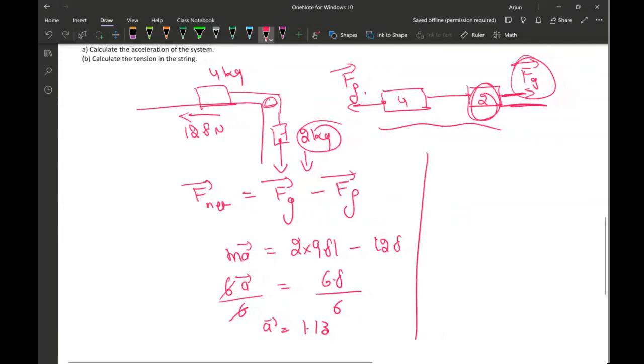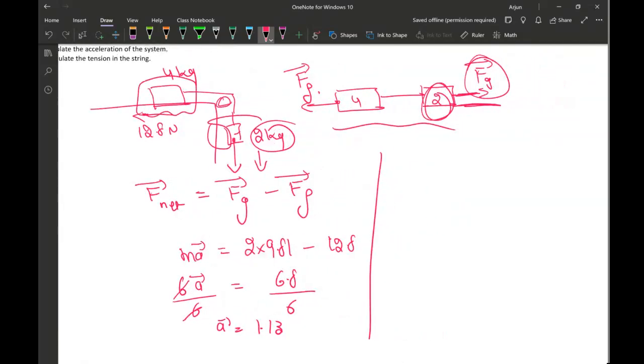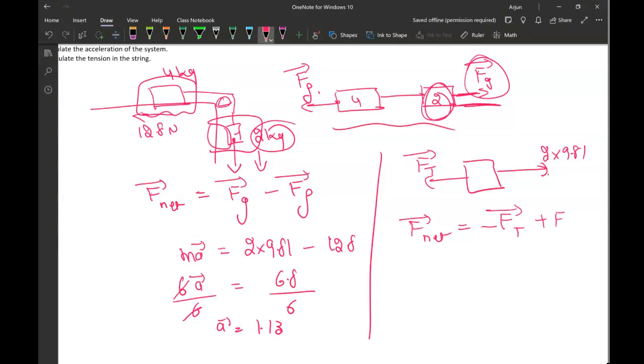Now for part B, you can draw the diagram for this portion or this portion also. I'm going to take the 2 kg mass. So the forward force is 2 times 9.81. The backward force is Ft, which we have to look for. And F net is equal to Fg, which is 19.6, minus Ft, which I marked as backward. F net is mass times acceleration. Which mass? Because I'm concentrating only on the 2 kg mass, I'll use 2 times, well, not 9.81, it is acceleration.